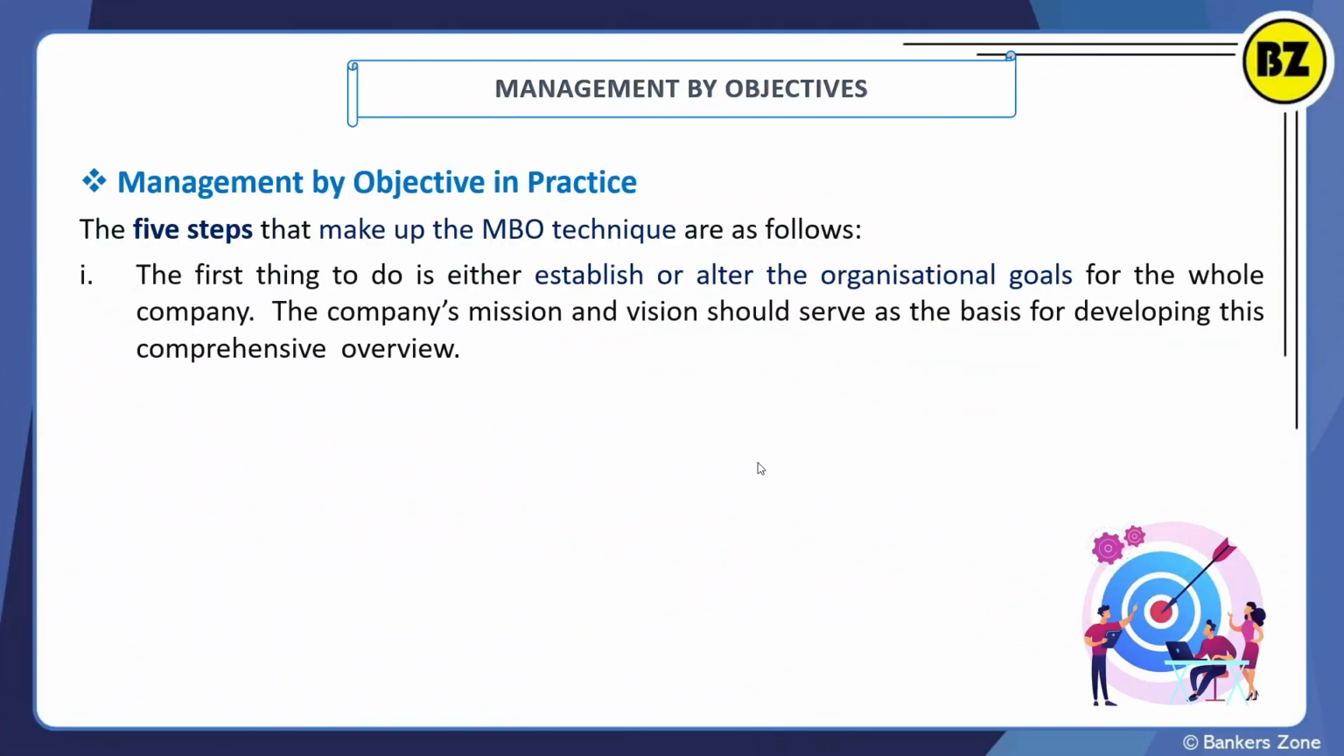Now see, what do you mean by MBO? There are basically 5 steps in the MBO technique. Management by objective in practice. Practically, if we are talking now, we can say there are 5 steps in the MBO technique. First, very simple, you have to establish or change the goals. So the very first step will always be establishment of the goals. And if you already have the goals, then you can change the goals for the whole company. So the first step is to establish, and if you already have them, then you can alter the goals of the organization.